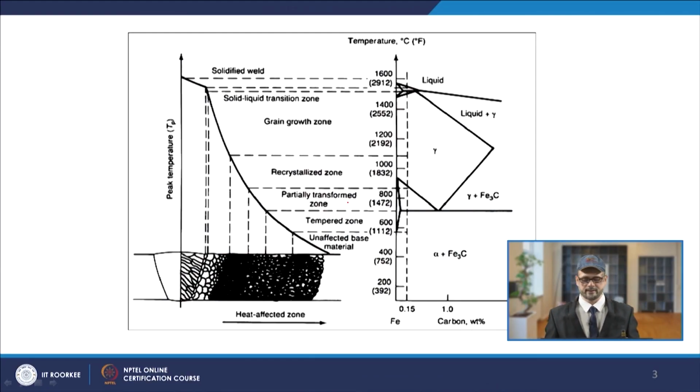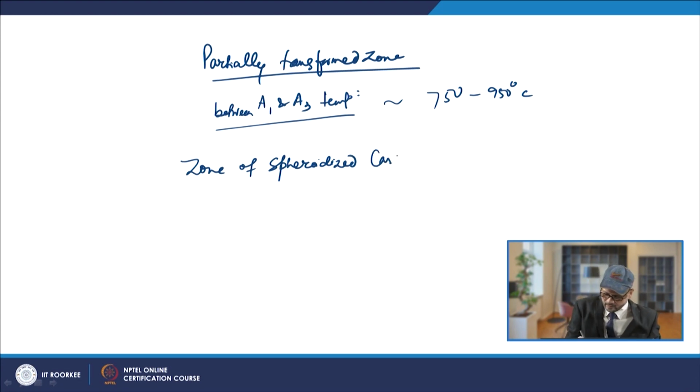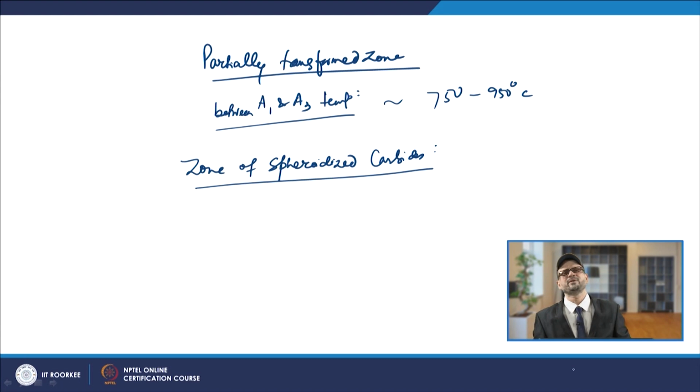Next to that, this is your partially transformed zone. Below that there are also certain transformations taking place, and there you get the tempering zone, or we also call it the zone of spheroidized carbides. In this zone the peak temperature will be from 550 to 750, below the lower critical temperature, and maybe from 600 to 700 normally.